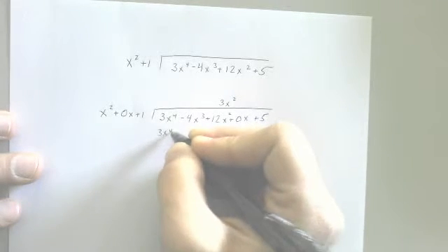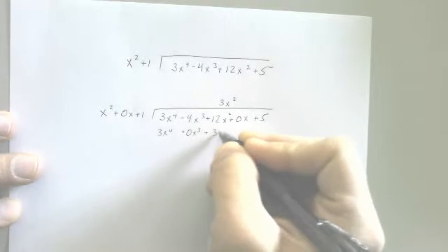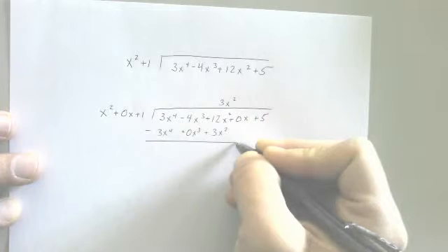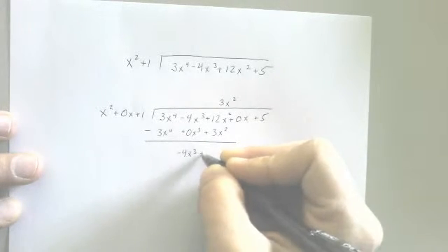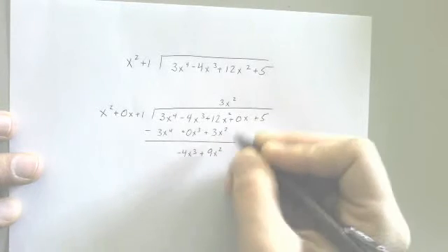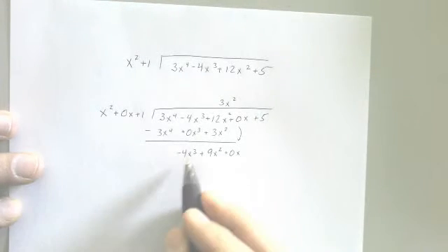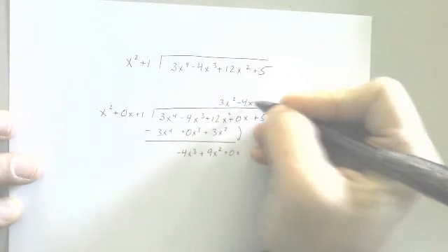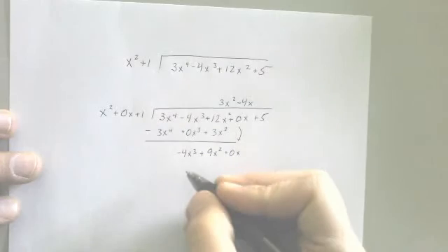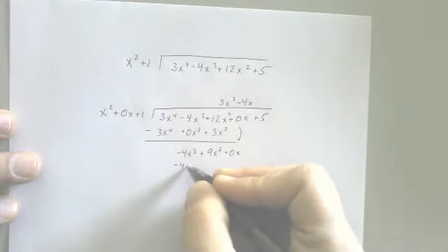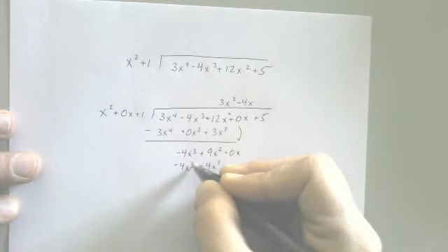3x to the 4th plus 0x cubed plus 3x squared, subtract, negative 4x cubed plus 9x squared. I bring down my 0x, same process, minus 4x, and you see how that minus 4x goes over that 0x. If I had not written that 0x, then I wouldn't quite know where to put it, and I might end up putting it in an incorrect place.